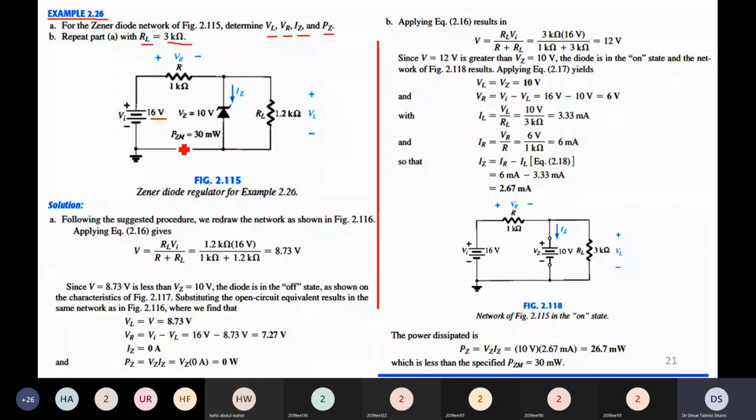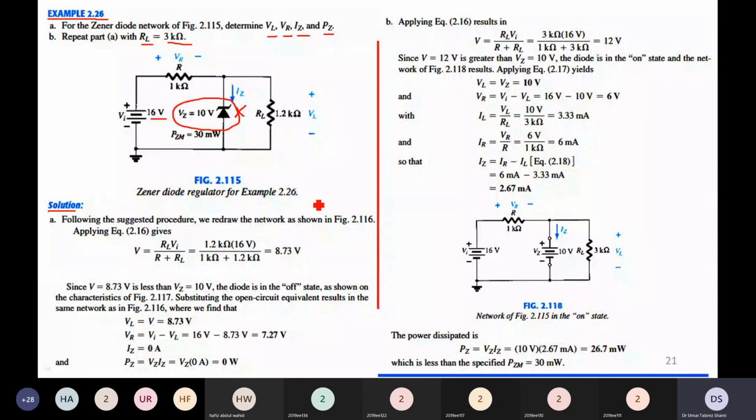So now let us come to the solution for part A. We will follow our procedure. In the first step, we will remove this Zener diode. We will assume that it is not present and we have only one voltage power supply of 16 volts, a resistance R of 1 kilo ohm and one RL of 1.2 kilo ohms.